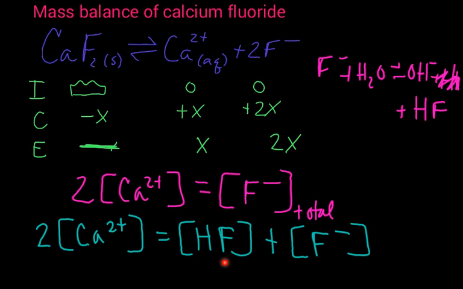This is really important, because what we're saying is that some of our fluoride is going on to form HF. So 2 times your total calcium 2 plus concentration is going to be equal to all of your fluoride concentrations. All right, so I hope that cleared up mass balance for you a little bit. And just remember that setting up an ICE table might help you see exactly what species you have in solution for a particular problem and what different coefficients you need for your mass balance.